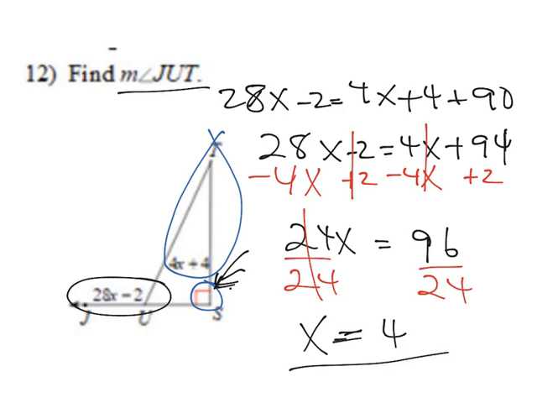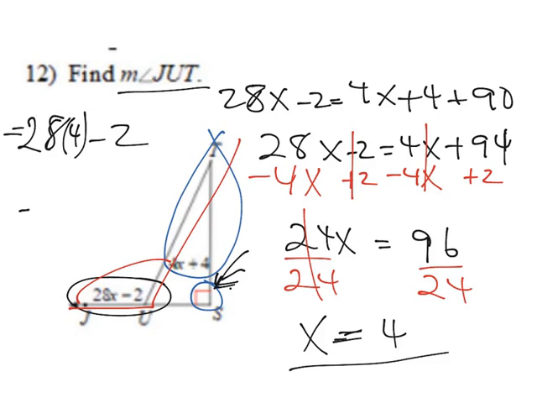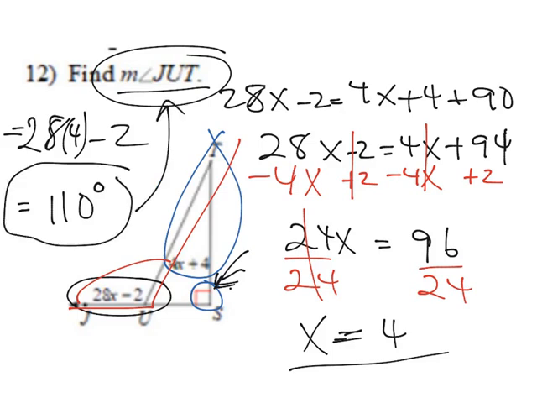Now to get the measure of JUT, which is J to U to T, that angle here, I would merely substitute x equals 4 into the expression given for that angle. So we get 28 times 4 minus 2. Okay, this is going to give me the measure of angle JUT, which we see to be 110 degrees.